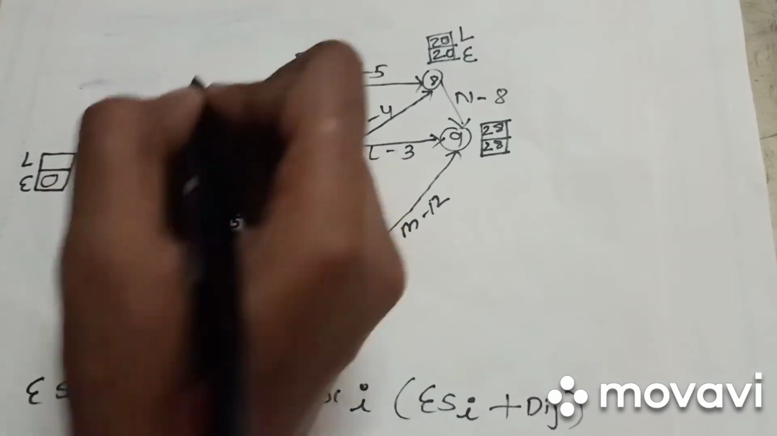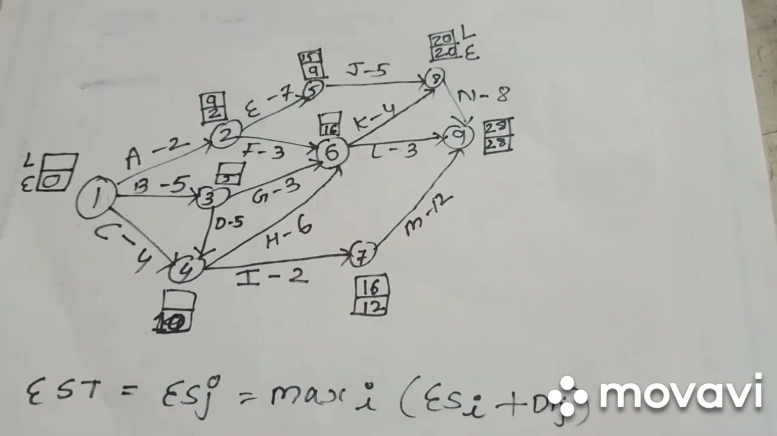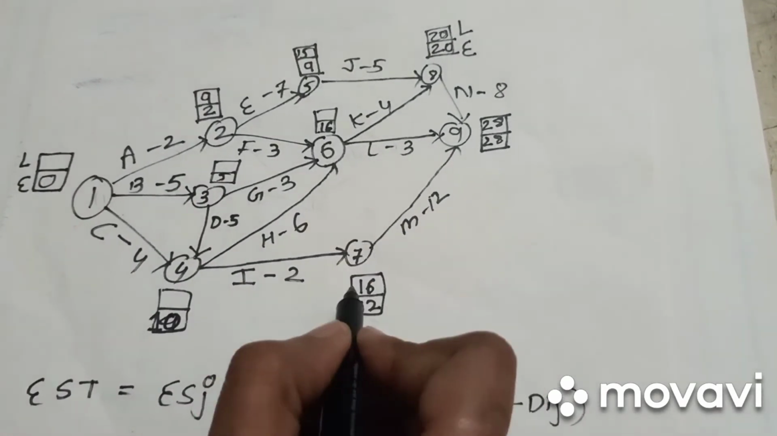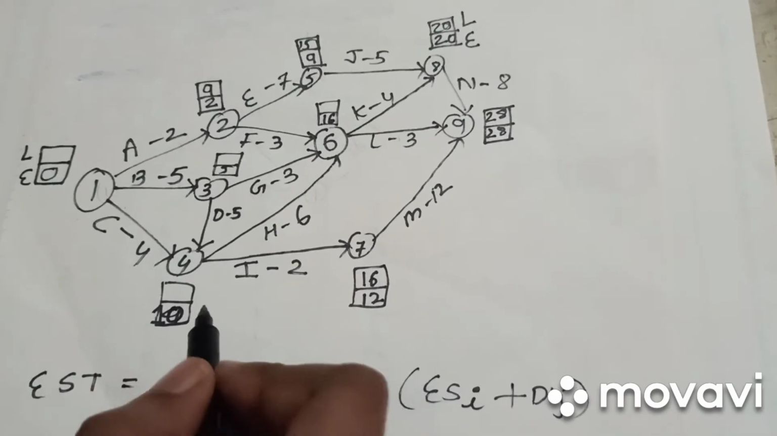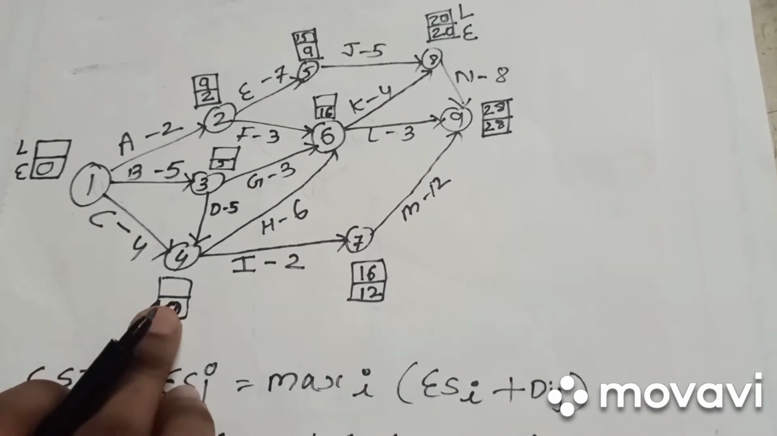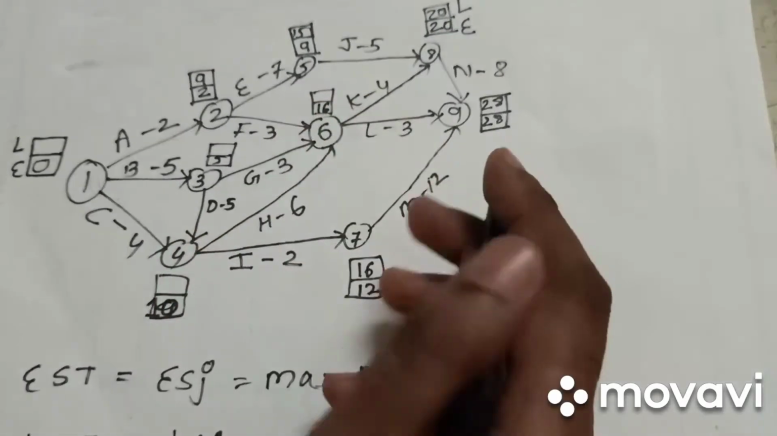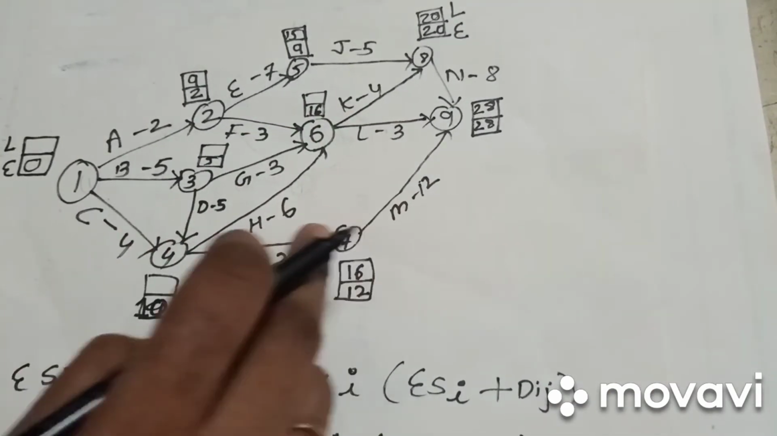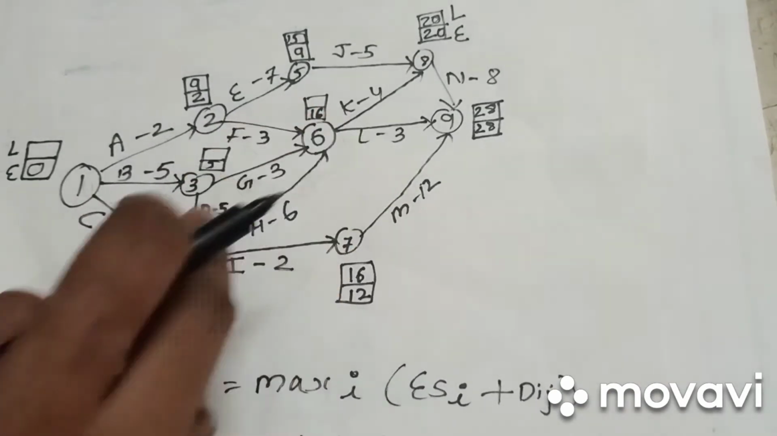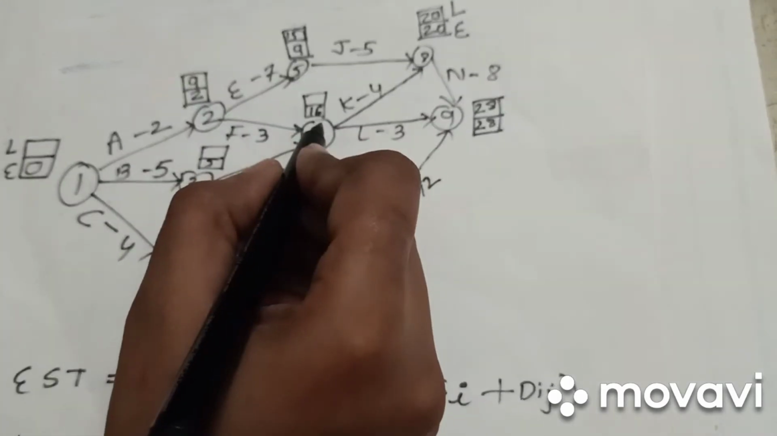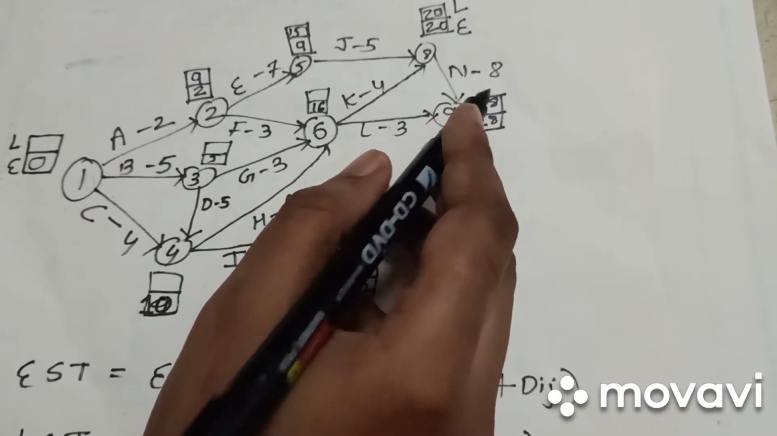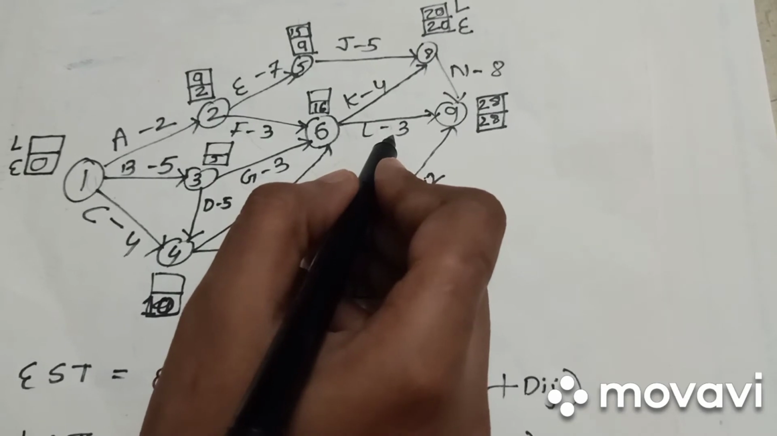Then 15, 9. 15 minus 7 is 9. After this, 16 minus 2. 16 minus 2 is 14. Then this is 14, but here 2 nodes are coming from backward sides, so we have to calculate this first. So 28 minus 3 means 25.